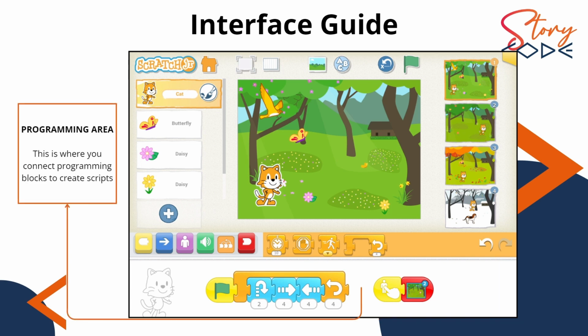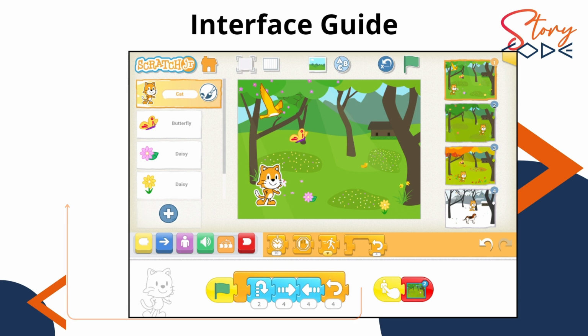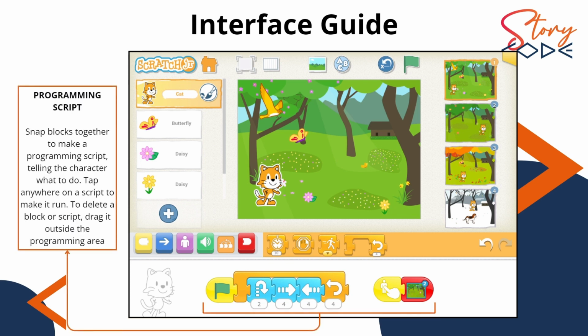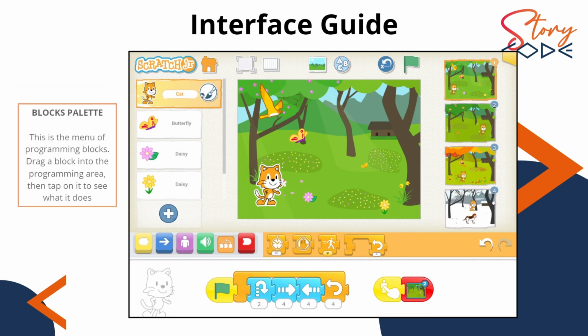The white area at the bottom is the programming area. Here, the different blocks are dragged and connected to create the script. This is the basic programming script for giving instructions to the character. The script consists of a series of sequentially connected blocks. The blocks palette is a menu of programming blocks. Drag a block into the programming area, then tap on it to see what it does.